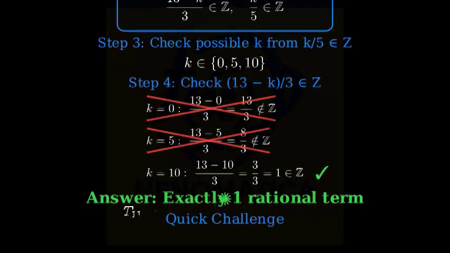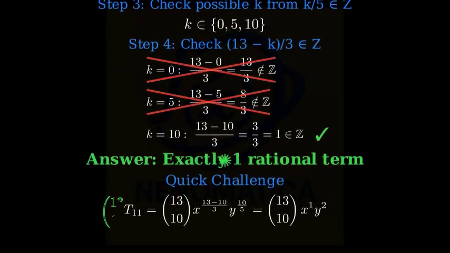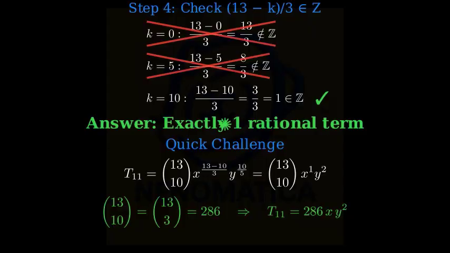Quick challenge: can you write the explicit rational term by substituting k equals 10 into the general term? Pause to think. The term is T sub 11 equals the binomial 13 choose 10 times x to the 1 times y squared. Since 13 choose 10 equals 13 choose 3 equals 286, the rational term is 286 x y squared.